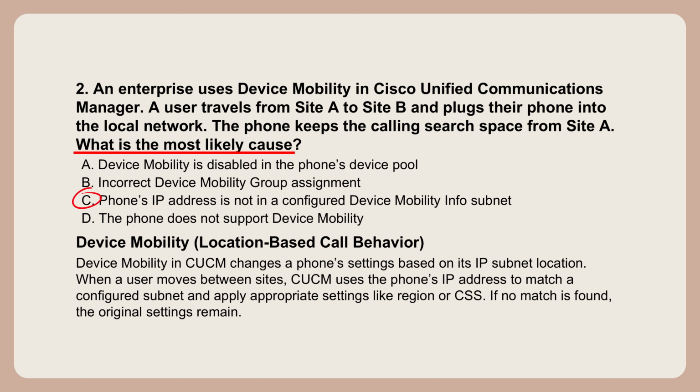The big lesson here seems to be that getting those device mobility info subnets configured accurately is absolutely crucial. Otherwise, the whole feature just breaks. Absolutely crucial. And it's funny how often troubleshooting this kind of issue comes back to that basic subnet configuration. It's easy to overlook, but the impact is huge. Definitely worth checking early.